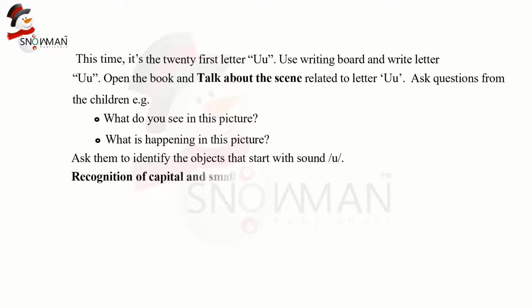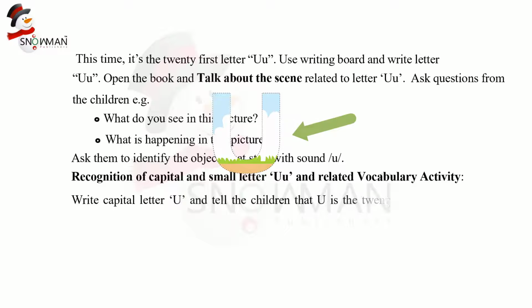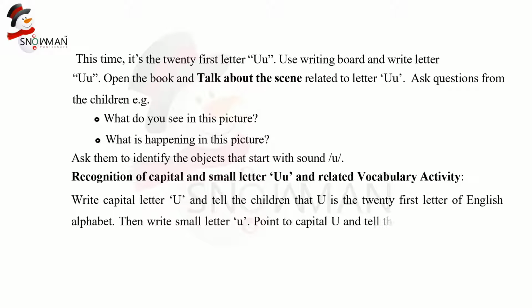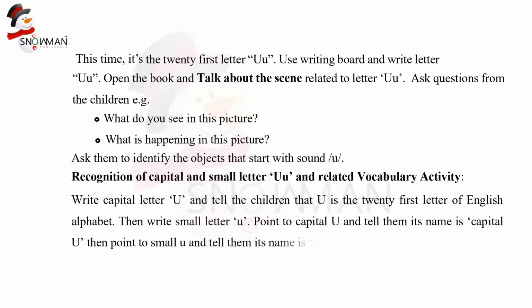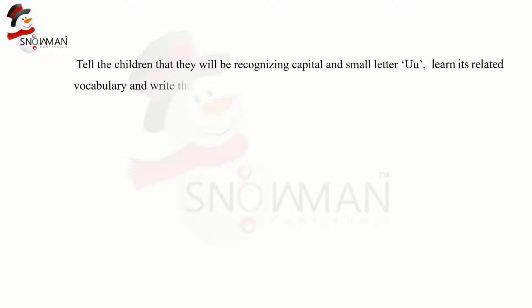Recognition of capital and small letter U and related vocabulary activity. Write capital letter U and tell the children that U is the 21st letter of the English alphabet. Then write small letter u, point to the capital U and tell them that its name is capital U. Then point to small u and tell them that its name is small u. The sound of the letter remains the same whether it is capital or small. Tell the children that they will be recognizing capital and small letter U, learn its related vocabulary, and write the capital and small letters U with correct formation.